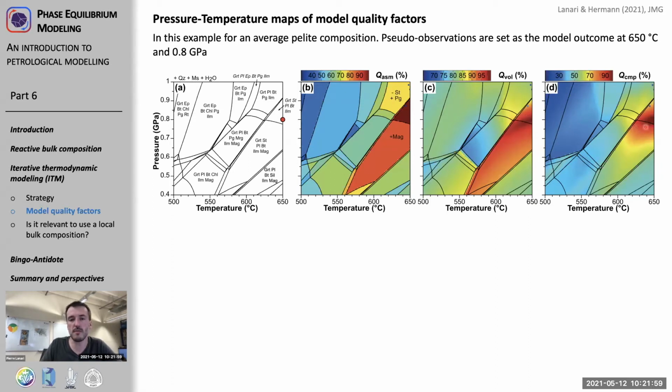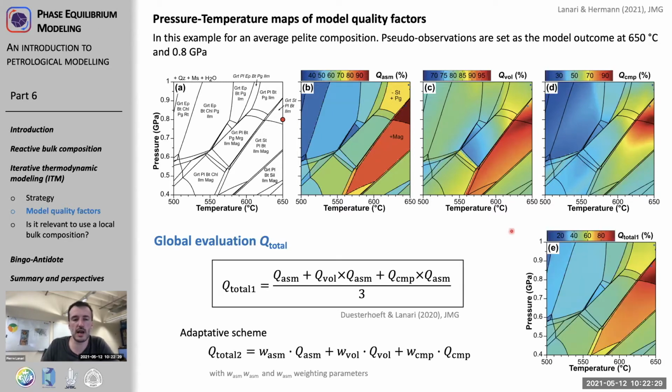The third one is for the mineral compositions. And you have to read this map that way. Here, what you see is a region where the value of QCMP is greater than 98, 99%. And this is the region where the intersection of all the isopleths of all your minerals are perfectly intersecting. So you can use those maps to read at which PT condition my modeled mineral composition perfectly matches my set of observations.